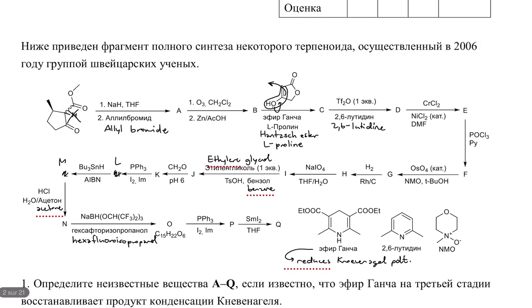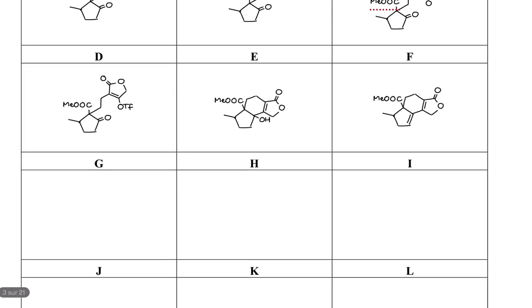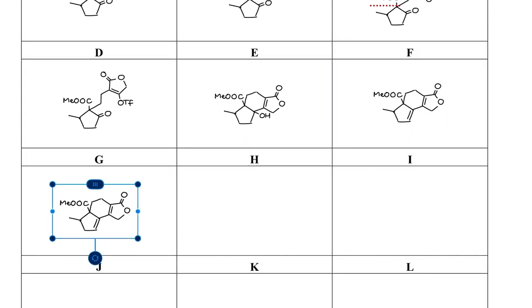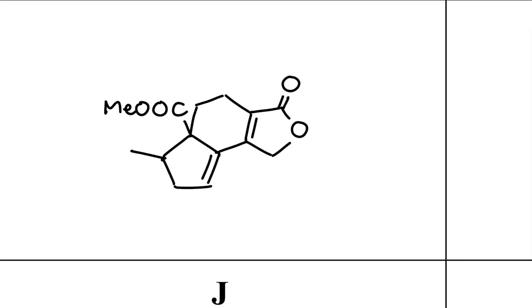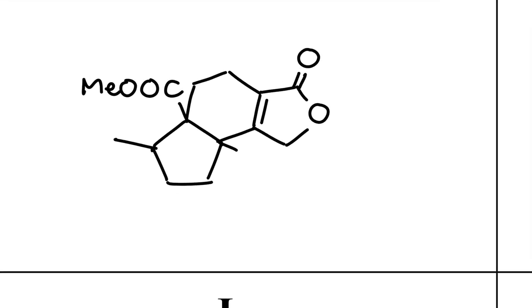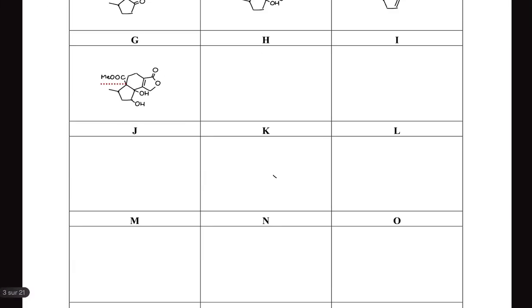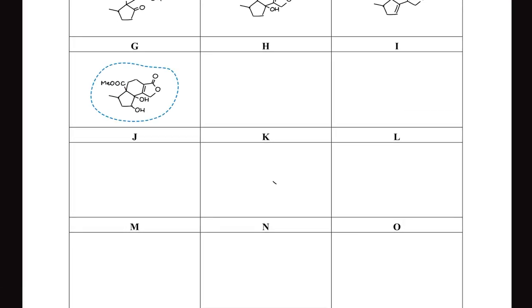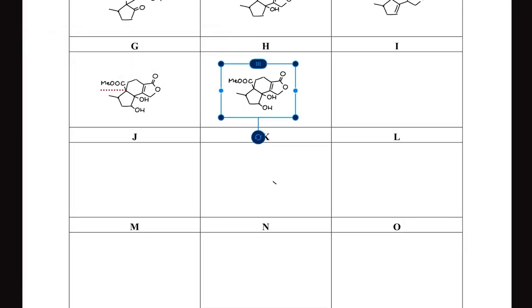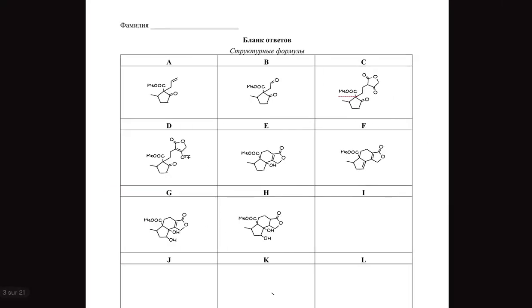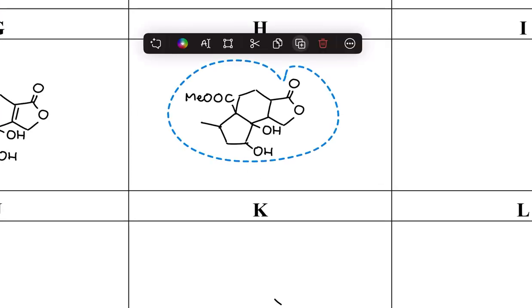F to G, we treat it with osmium tetroxide, so it will of course add to these 2 carbons. Okay, great. And then H, we treat it with hydrogen. So of course that's going to add to our double bond right there. Good. H to I, we treat it with sodium periodate.